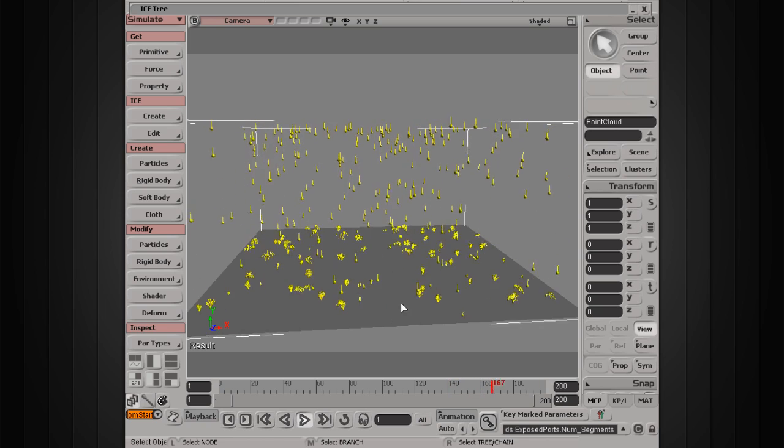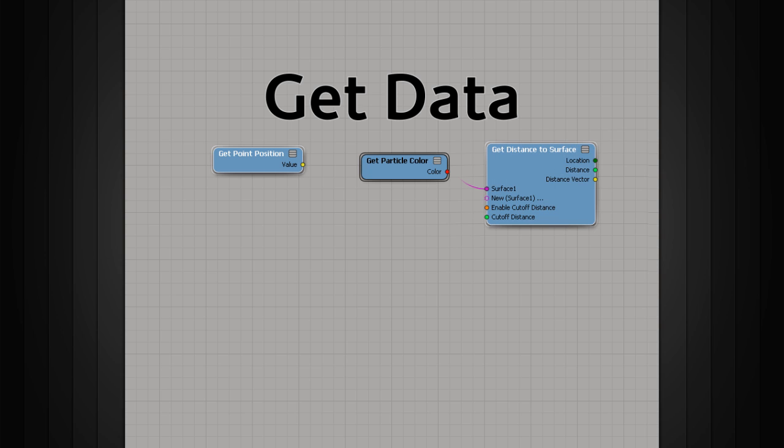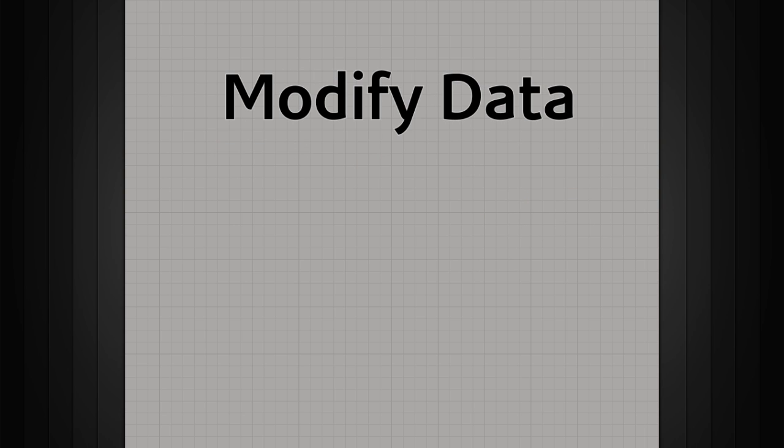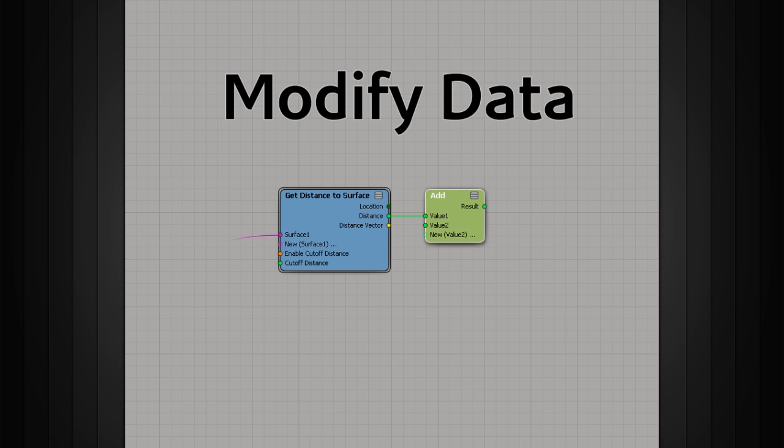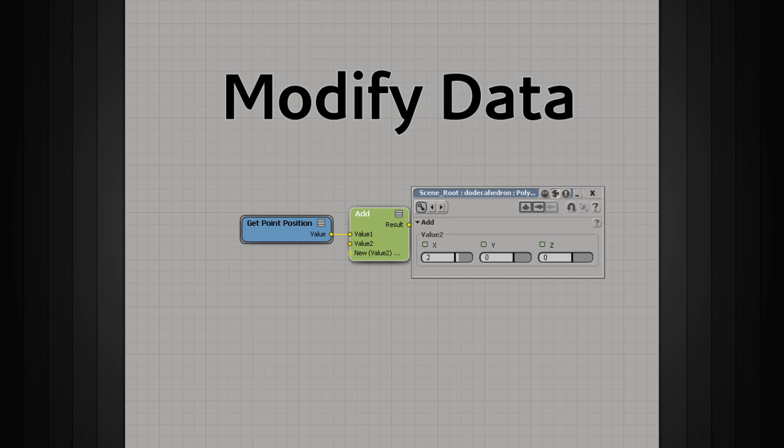Now, the basic workflow of ICE follows three steps. First, we usually want to get the data or attribute we want to change. This could be a point's position, a particle's color, or even something as complex as the distance to a surface. Once we have our data, we can modify it. This can be as simple as basic math, like adding a number to our data, or we could bring together multiple pieces of data and combine them. This could be something like take the position of this point and add 2 in the x-axis.